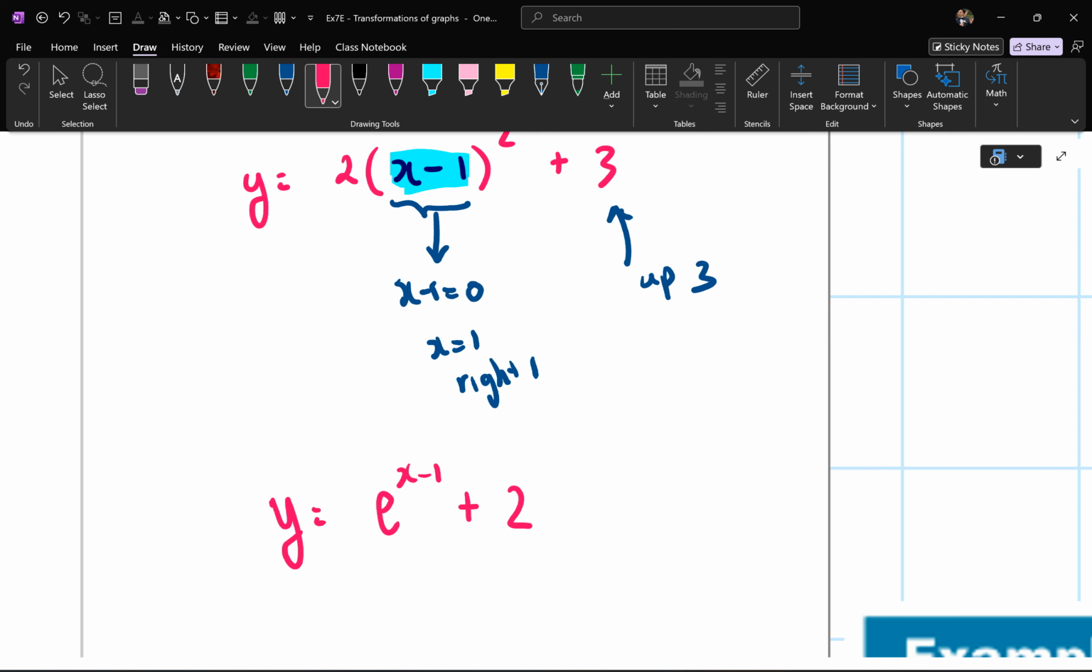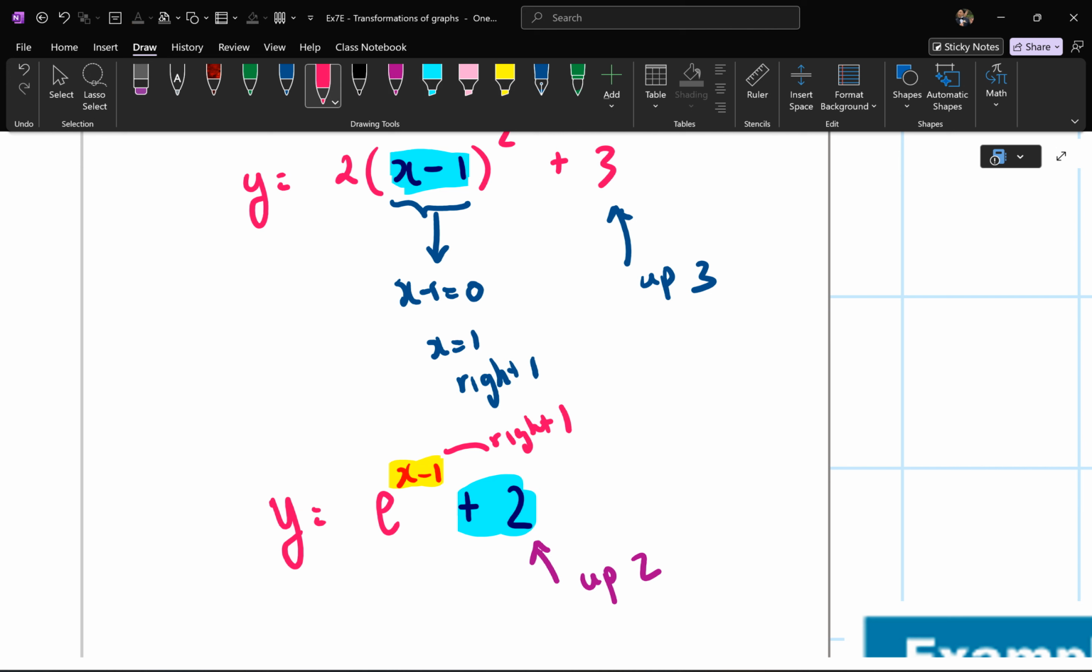Out of curiosity, does anyone want to have a go at reading the transformation to this graph, even though you might not know what this graph actually looks like? Anyone take a guess on something that you might know? Up by 2. Very good. Whatever the graph is, up by 2. What else? Right by 1. Yeah, this actually means right by 1.